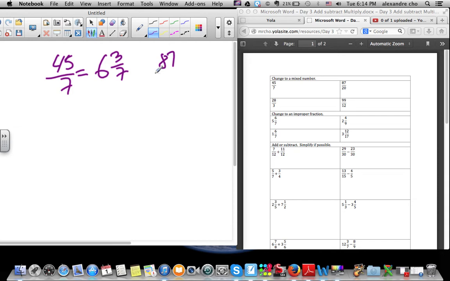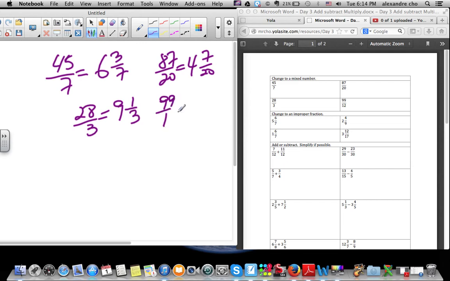87 over 20. 20 goes into 87 4 times, which is 80, and then you have 7 left over 20. 28 over 3. 3 goes into 28 9 times. 1 left over 3. And 99 over 12. 12 goes into 99, I don't know, 8 times, which is 96. And then 3 left over 12, which you can then simplify to 8, 3, and 1 over 4.